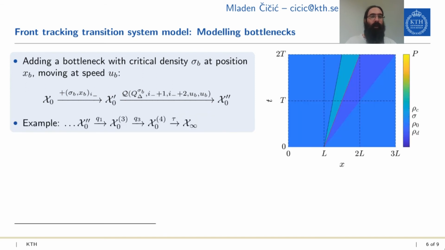And if we want to add a moving bottleneck, all we need to do is take a state insertion transition followed by a flux function transition. And the results you see here, outlined in red, you see the trajectory of the moving bottleneck, and there is some congestion building up upstream.